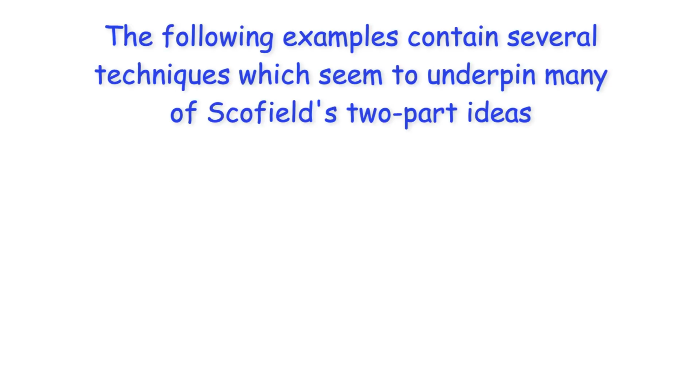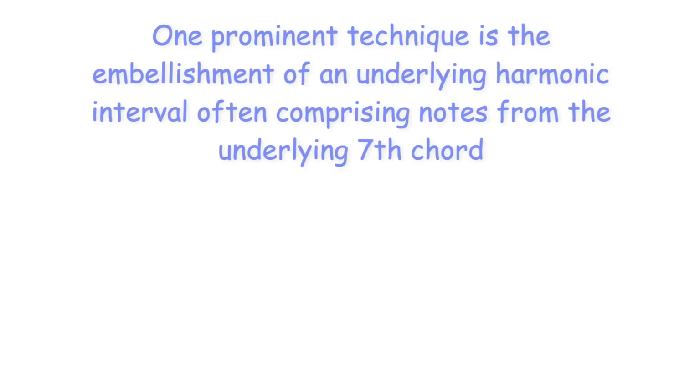The following examples contain several techniques which seem to underpin many of Scofield's two-part ideas. One prominent technique is the embellishment of an underlying harmonic interval, often comprising notes from the underlying 7th chord. Here, for example, the harmonic 6th between A minor's 3rd and 5th degrees is embellished by a D note moving as an appoggiatura to C.